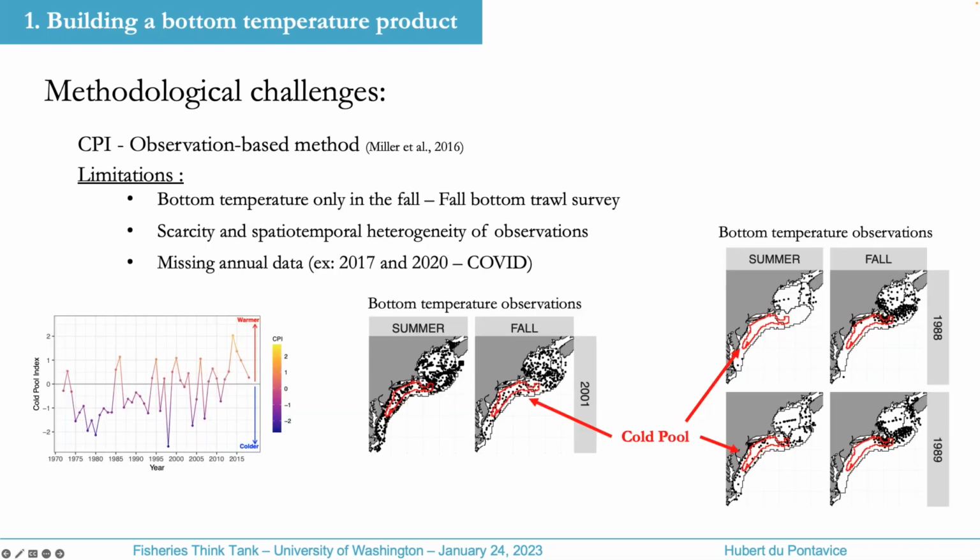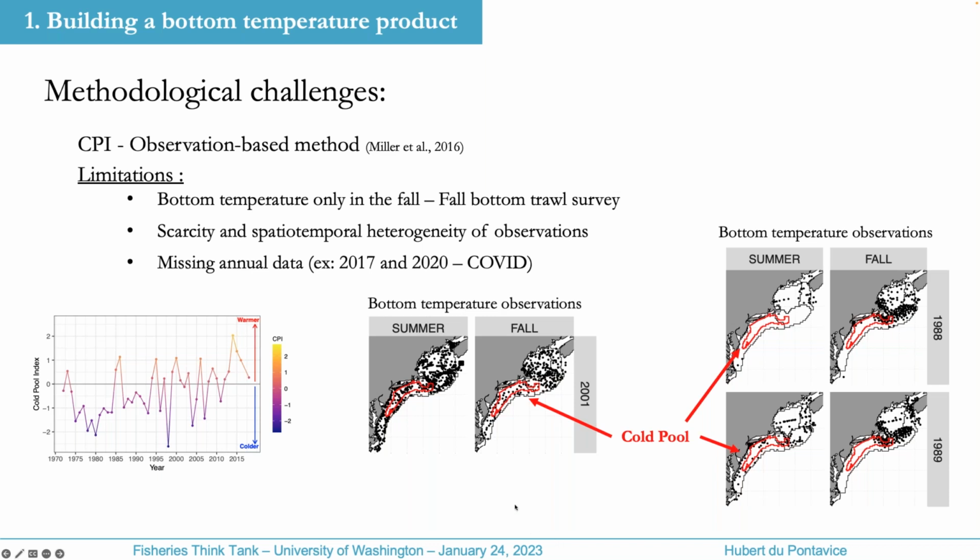So first, we can look at the limitation of the observation-based cold pool index. So this index is based on bottom temperature observations only in fall, in September and October, while the settlement occurs during the summer and early fall. Also, the high spatiotemporal heterogeneity of observations can be a limitation. So the quality of the index depends on the number of observations each year.